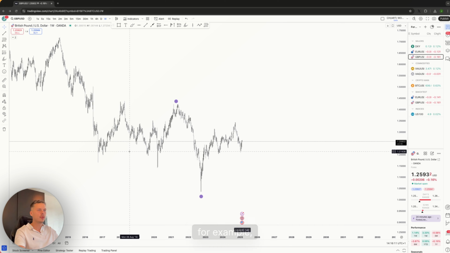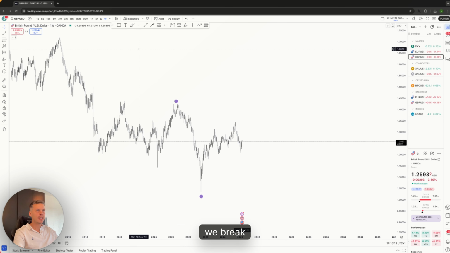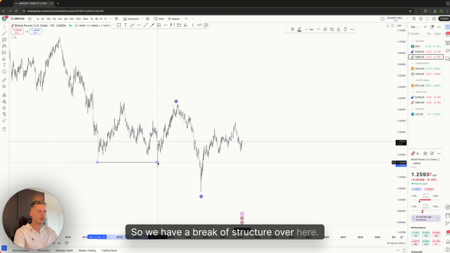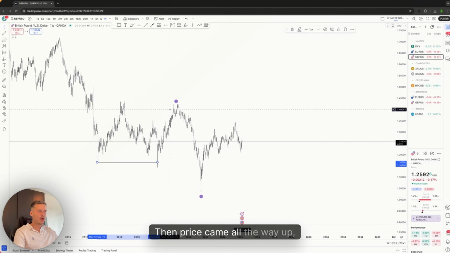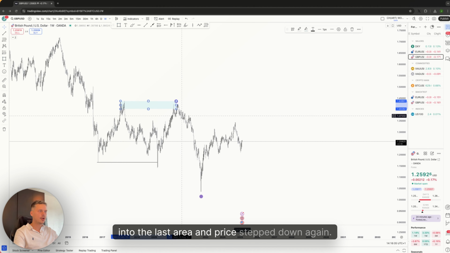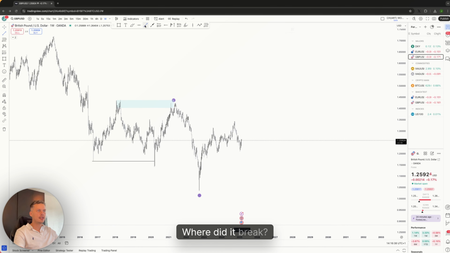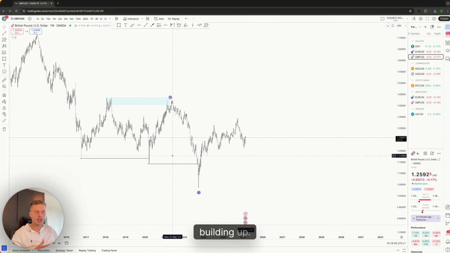So for example, we have price coming up over here and only here we break market structure, right? So we have a break of structure over here. So we have a bearish range from this high all the way to this low. Then price came all the way up, very interesting, into the last area, and price stepped down again. Where did it break? Here is the break of structure. So this is how we can identify how structure is building up.